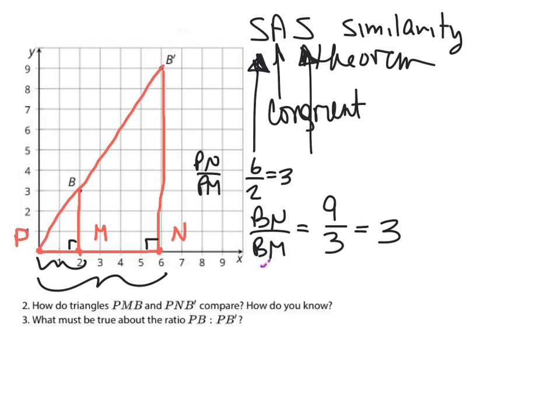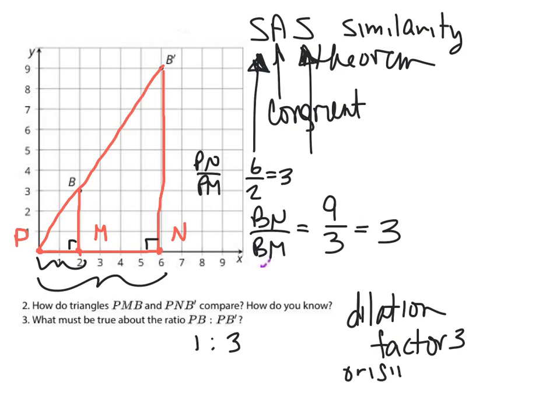Okay, what must be true about the ratio PB to PB prime? That's also going to be a 1 to 3 ratio. Okay, what else do I need to tell you? I think that's it. Okay, we do know this is a dilation, a factor of 3, with the origin being the center.